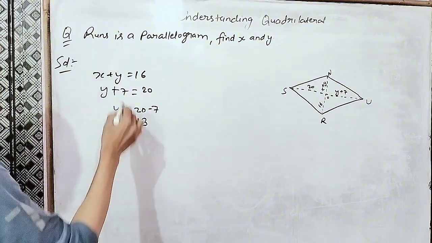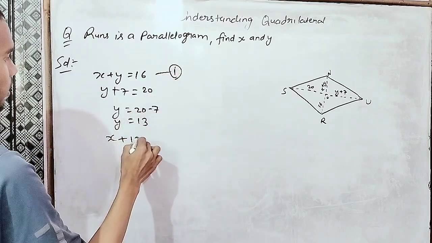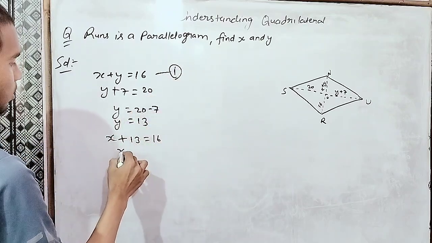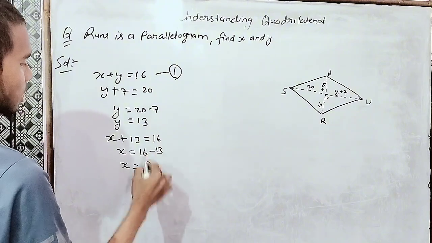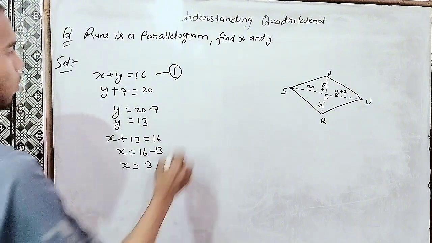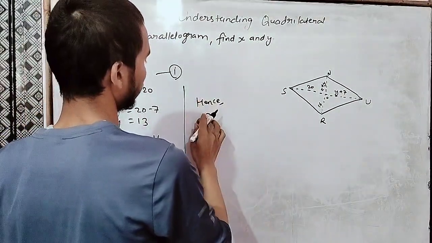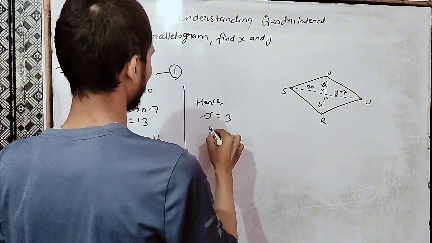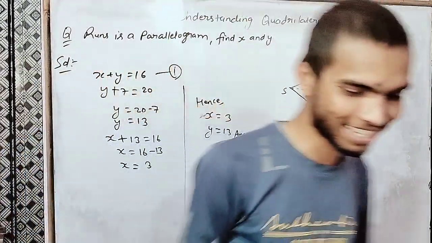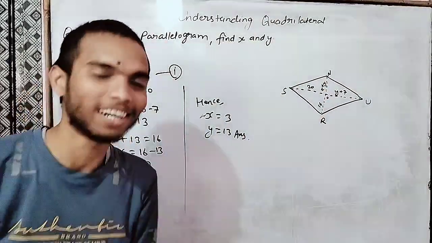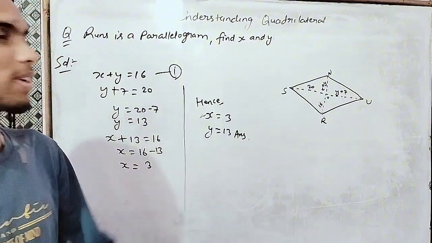Let's put the value of y in this equation. In the first equation, x and 13, 16. 16 minus 13 would be how much? 3. So finally, value of x is 3 and y is 13. This is the answer. I am laughing because it is not so hard. It is not so difficult.